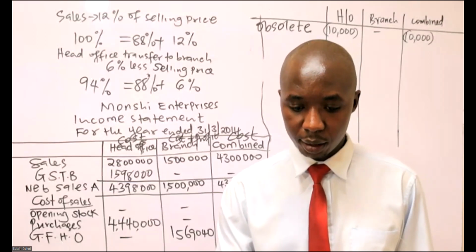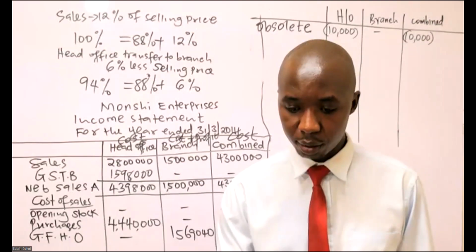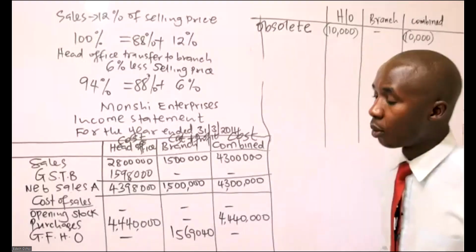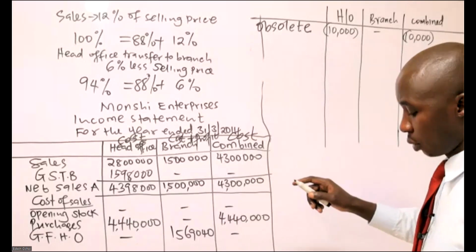The 1569 is this one, 1569-040. These are goods sent to the branch, 1598. So the ones which were received under the branch, goods from Adovis, is 1569-040. That is why I went ahead to confirm that there's a difference of 28,916. Why? Because there were some goods which were in transit. So we have recorded the obsolete, that is okay.